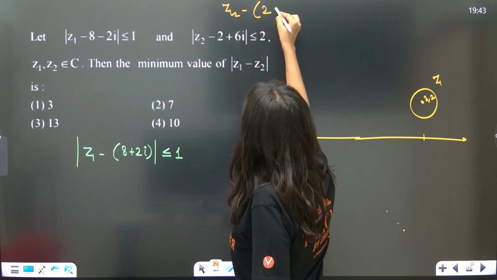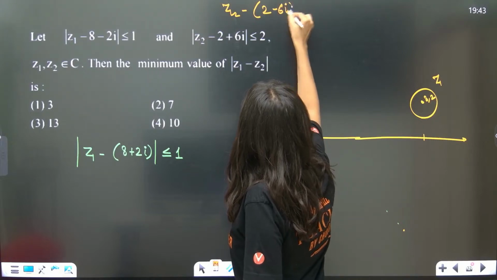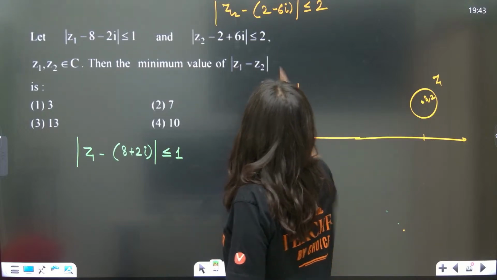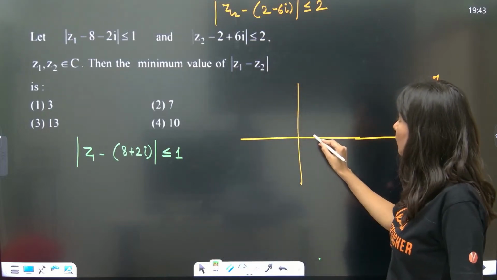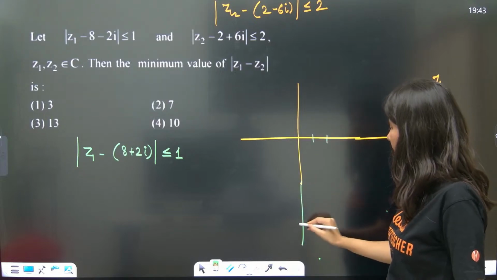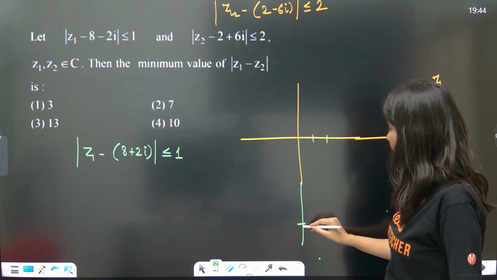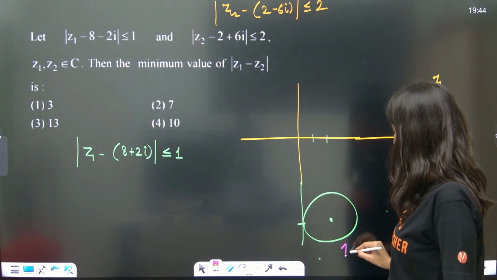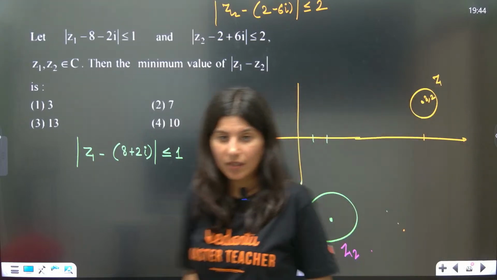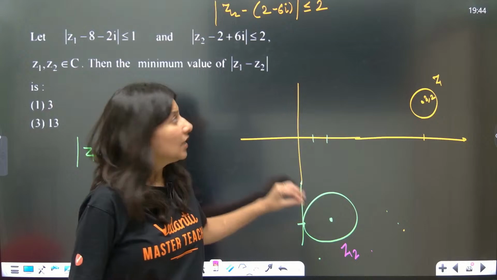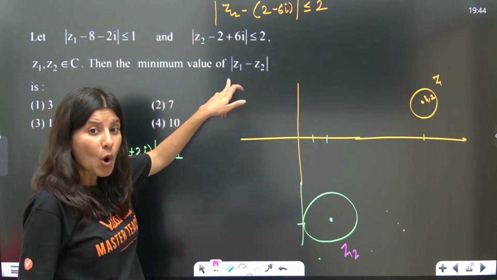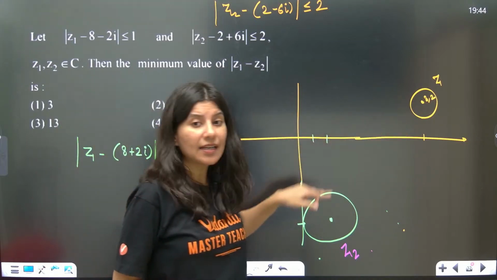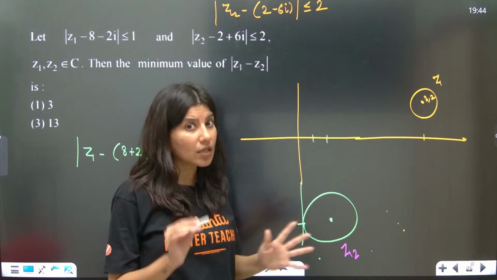What about this? Mod of Z2 minus 2 minus 6 iota is less than or equal to 2. That means the center is 2 comma minus 6, and the radius is 2. So this is how it will look. This is your Z2. Z2 will be lying on or inside this circle. Now what are they asking about? Minimum value of mod of Z1 minus Z2. That means distance between Z1 and Z2, the distance between these two circles.